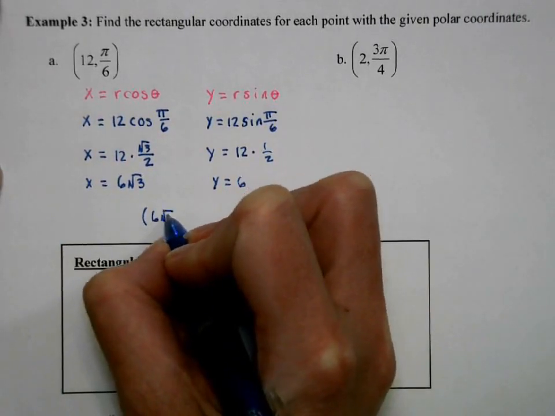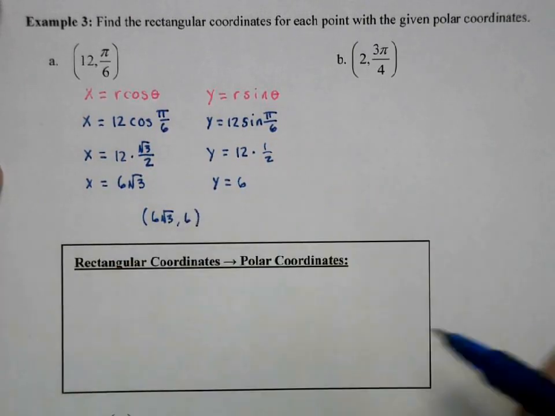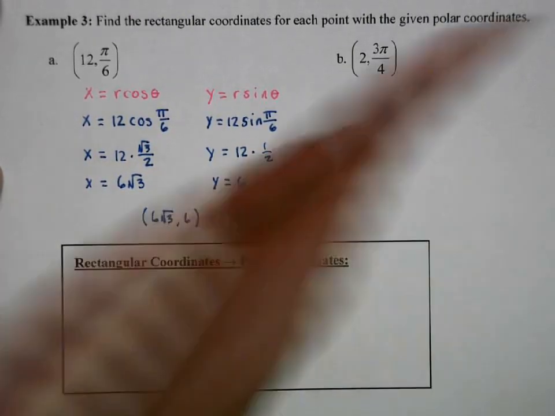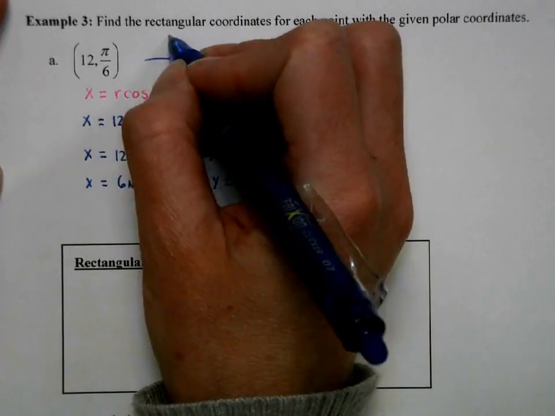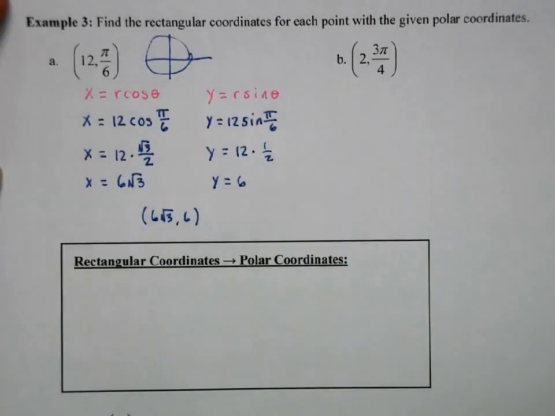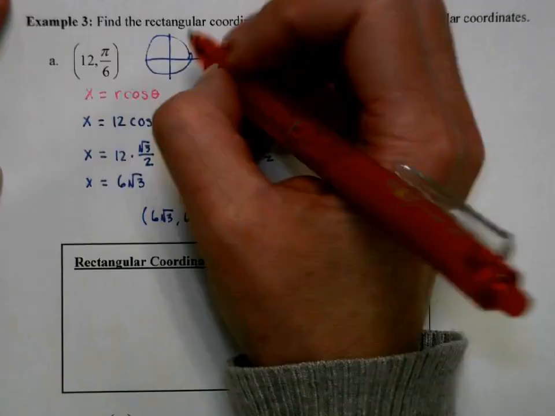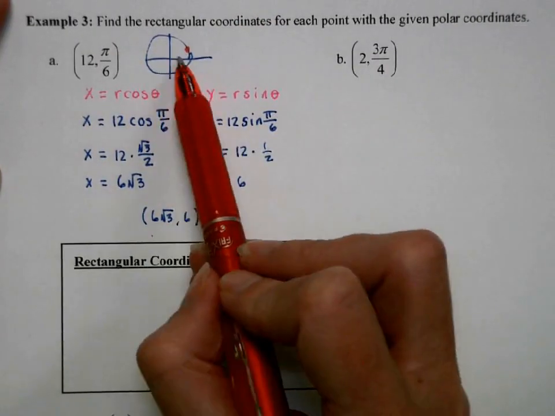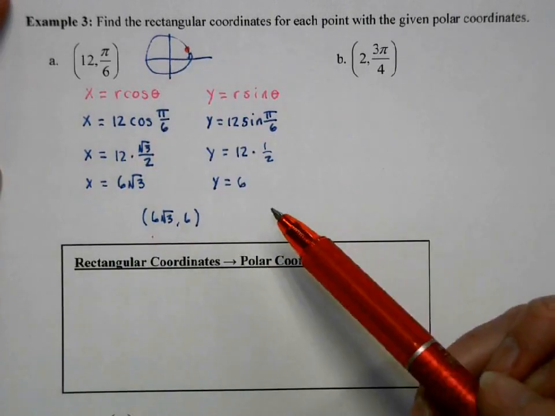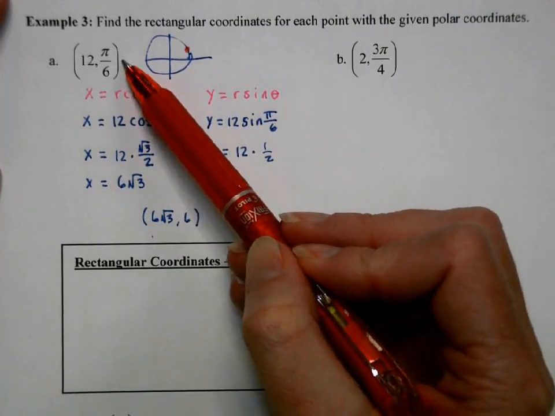Now let's think about this just graphically. If I were to plot something like 12, pi over 6, well, that's going to be out 12, about here. Well, if I went 6 root 3 and up 6, we're going to get to the same spot. So this is the polar version of that coordinate. This is the rectangular version of that coordinate.